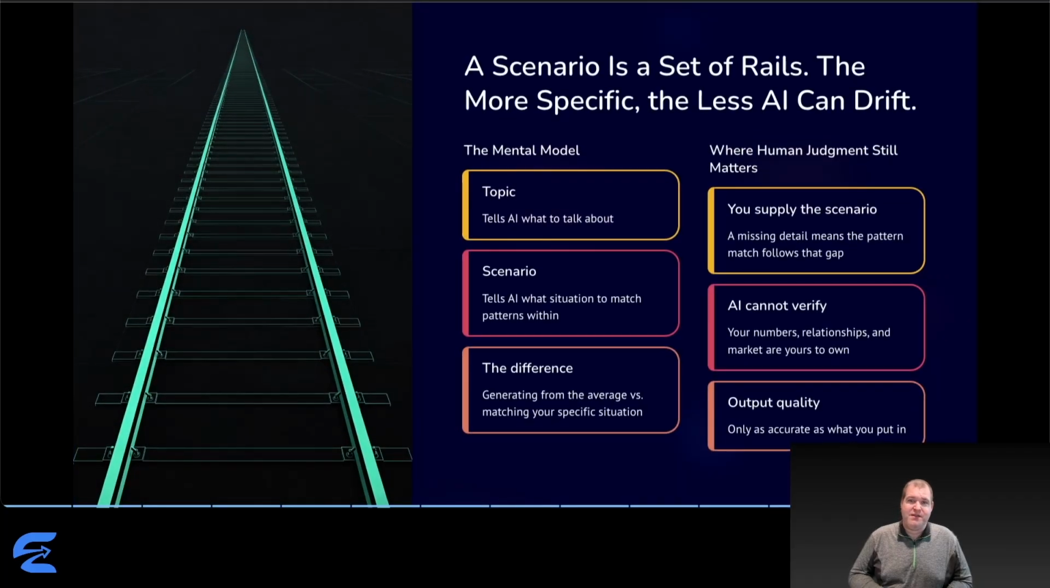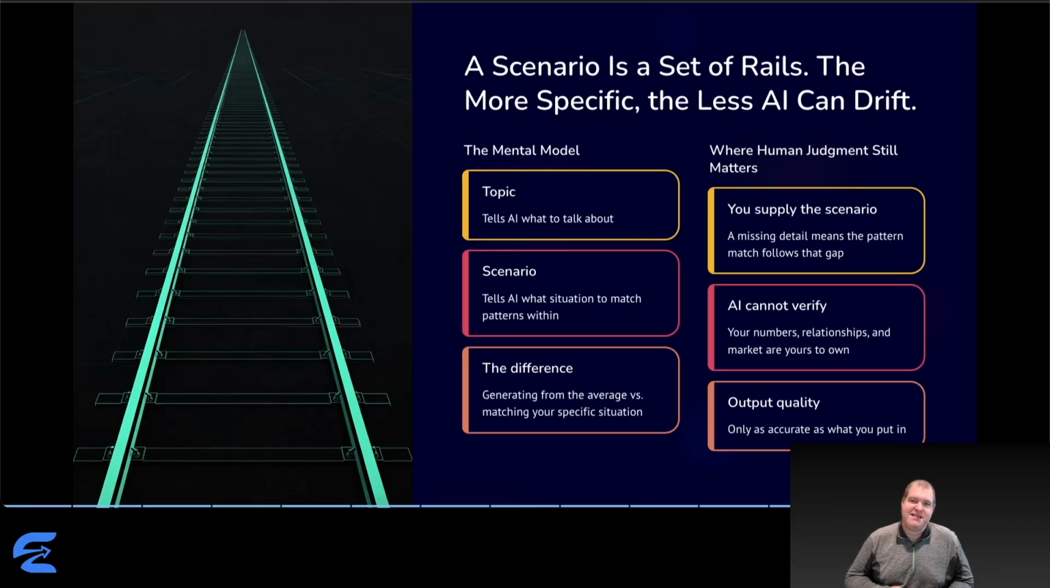The transferable principle: a topic tells the model what to talk about. A scenario tells the model what situation to match patterns within. The difference isn't in how long the prompt is. It's in whether the output is generated from the average or matched to your specific situation.